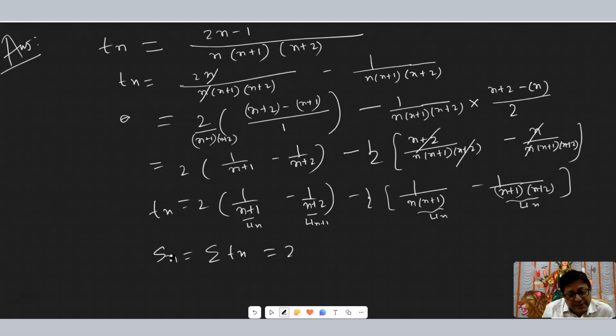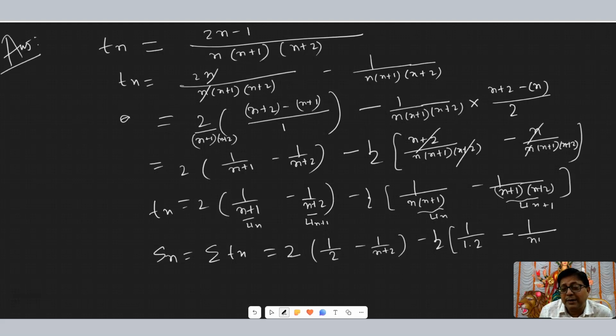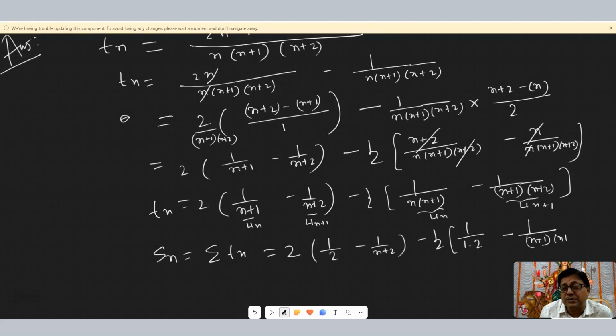Sigma Tn, 2 into what? This result will be the same, that is u1 minus u(n+1). u1 is 1 by 2, minus... n plus 2. And this one is what? u1 is 1 into 2, minus this is u(n+1), 1 by (n+1)(n+2).